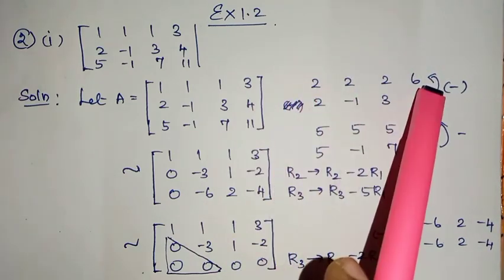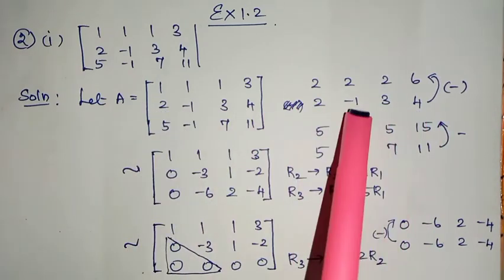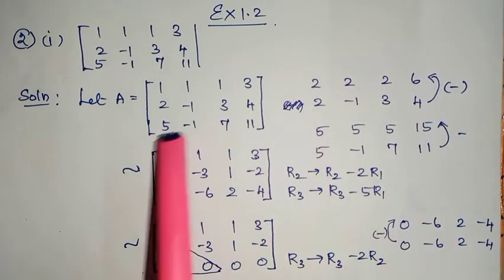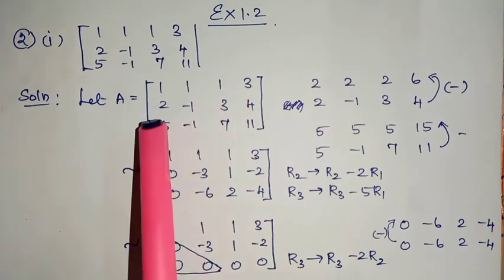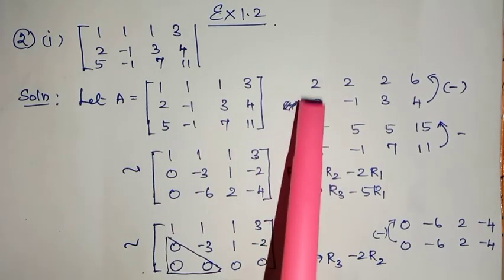So why did I multiply it by 2? Because the second row first element is also 2. Since this is 2, this element is already written here. For understanding purpose I have written it here; you don't need to write it. So first row is multiplied by 2 because the second row first element is also 2. If you make this 2 and subtract these 2, you will get 0.